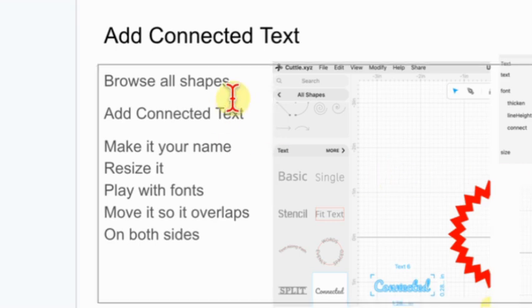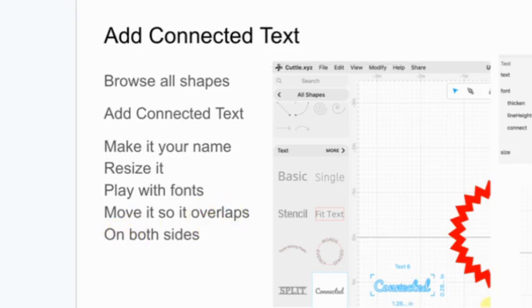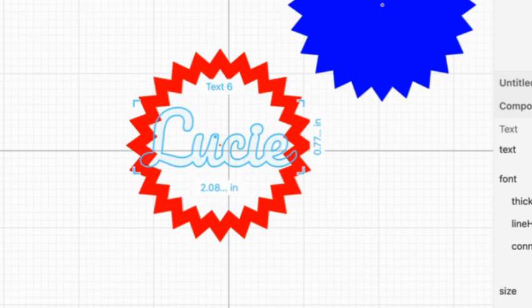So now you know how to browse the shapes, add connected text, make it your name or a different name, and resize it. You could play with the fonts and move it so it overlaps on both sides. Go ahead and give that a try.